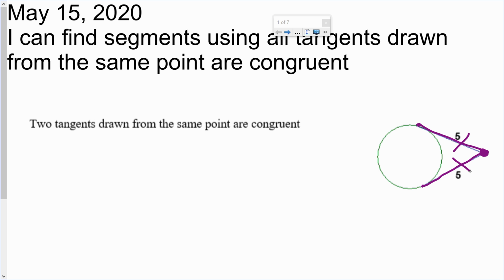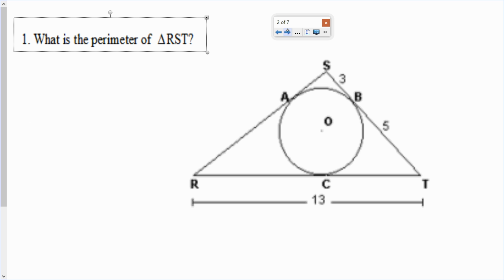I'm going to show you how it works in a problem, and this is probably going to be like a 6-minute lesson. What is the perimeter of triangle RST? Well, I see a lot of tangents here. I see SA is a tangent, and I see SB is a tangent. They're both exterior segments that hit the circle at one point but never go inside. They're both drawn from the same point.